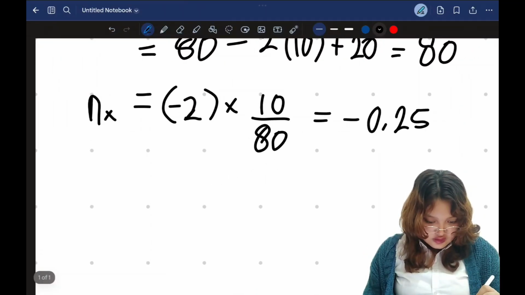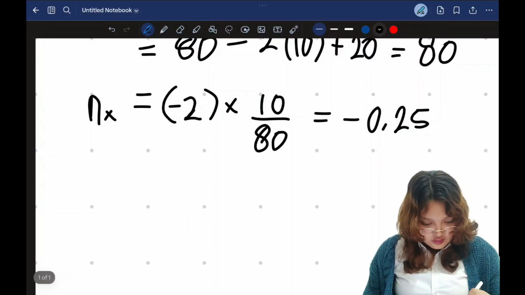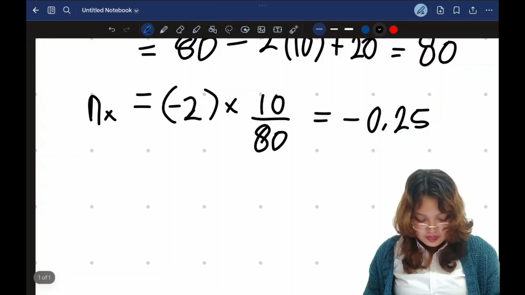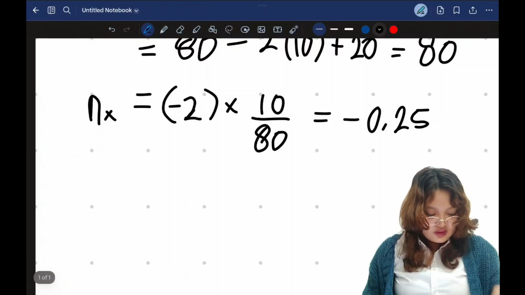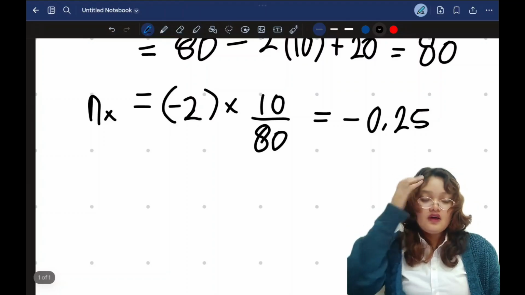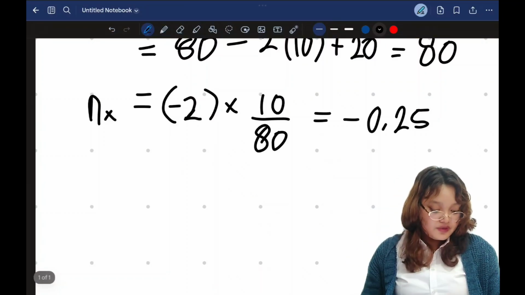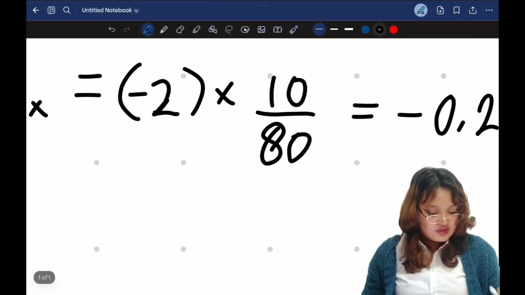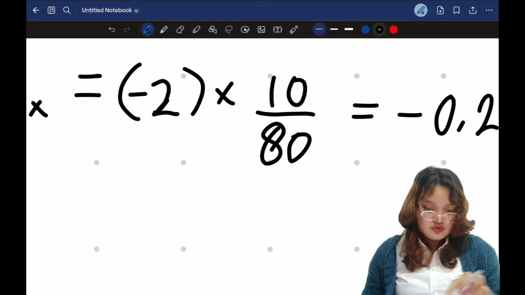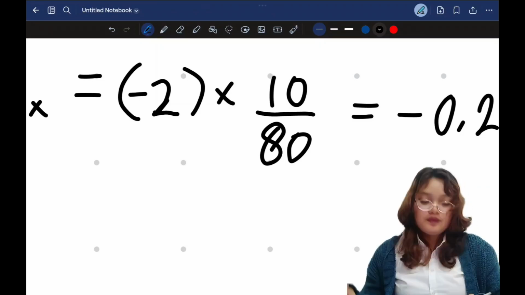Negative 0.25. This means the demand is inelastic. A 1% increase in the price reduces quantity by only 0.25%.